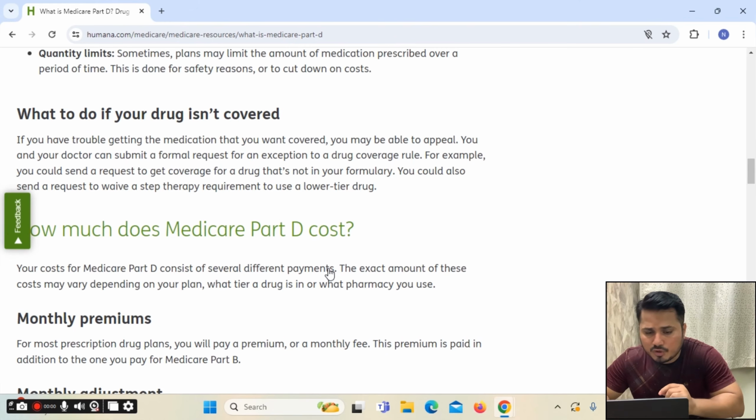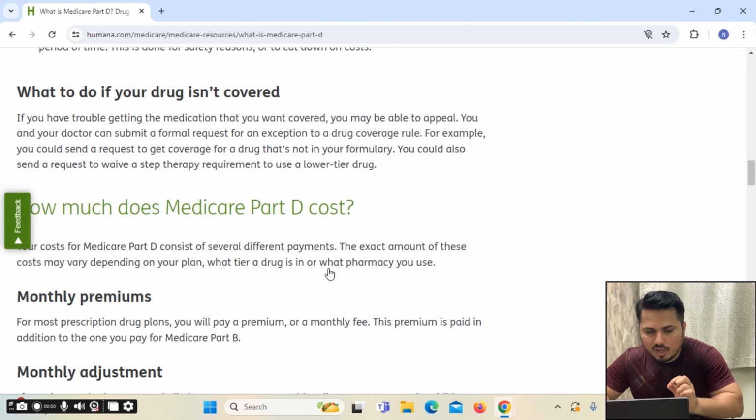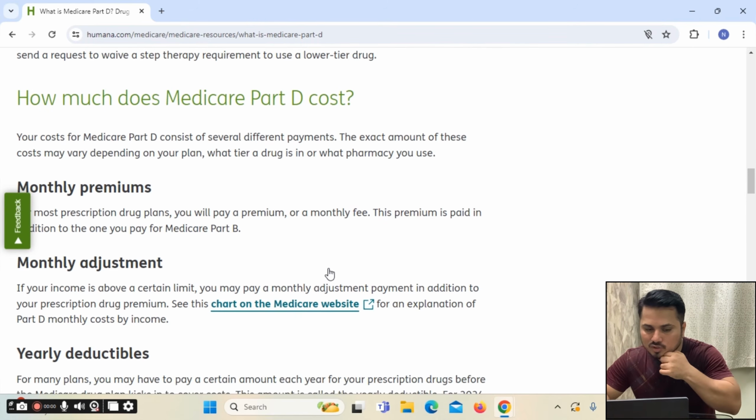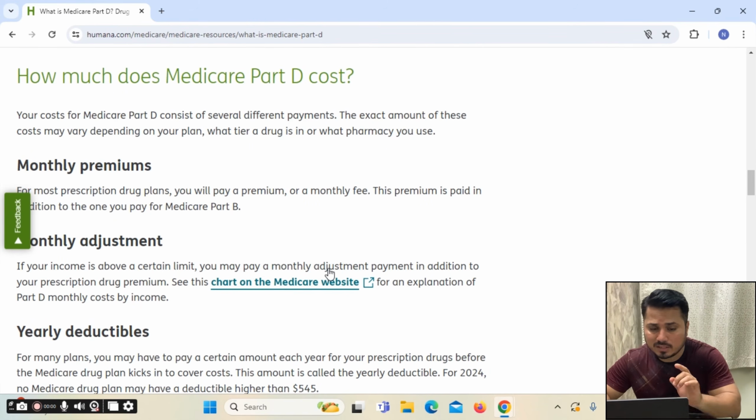What to do if your drug isn't covered? If you have trouble getting the medications that you want covered, you may be able to appeal. You and your doctor can submit a formal request for an exception to a drug coverage rule. For example, you could send a request to get coverage for a drug that's not in your formulary. You could also send a request to waive a step therapy requirement to use lower tier drugs.